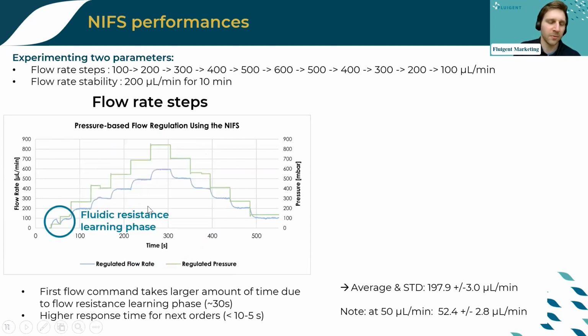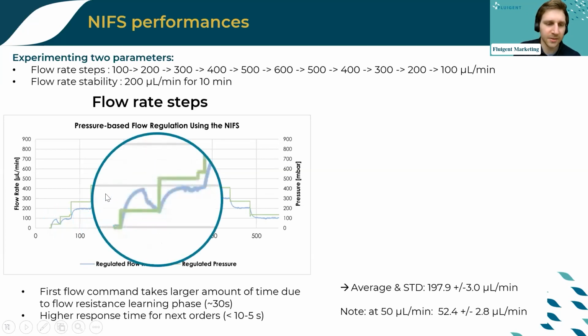First of all, what we can see here is that in green we have the regulated pressure, and in blue the regulated flow rate with the NIFS. At the first step, we are trying to achieve 100 microliters per minute. There is this step in which we are trying to achieve the 100 microliters per minute, and then we have a sensing part because we are measuring flow rates every 10 seconds on average.